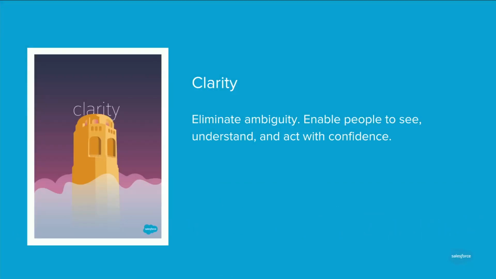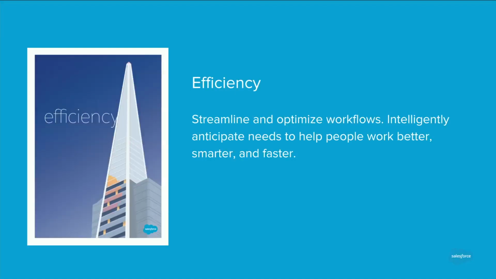First one is clarity. We want to eliminate ambiguity and make sure that whenever a user sees a particular screen, it's very clear to them what they can do. Efficiency. We want experiences that are not tedious or boring. People don't want to do the same thing over and over, repetitiously. And we want to save people clicks and even thought process.